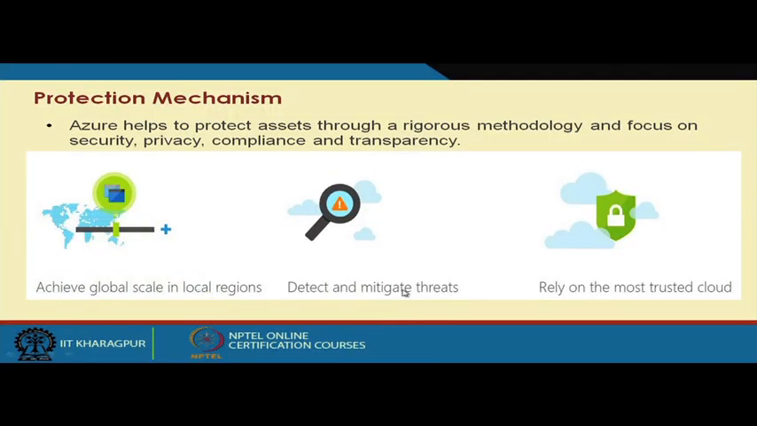So, they also provide some protection mechanisms that help protect assets through rigorous methodology and a focus on security, privacy, compliance and transparency, right. So, achieve global scale in local region, detect and mitigate threats and rely on the most trusted cloud. That means it gives different security features, privacy, compliance, transparency, which gives confidence to the user base to use Azure.